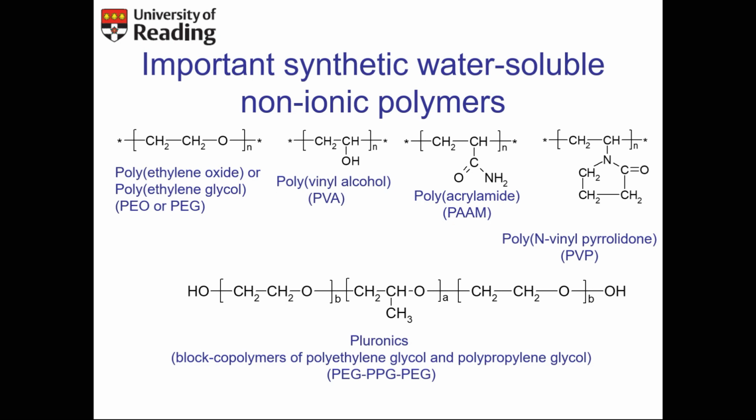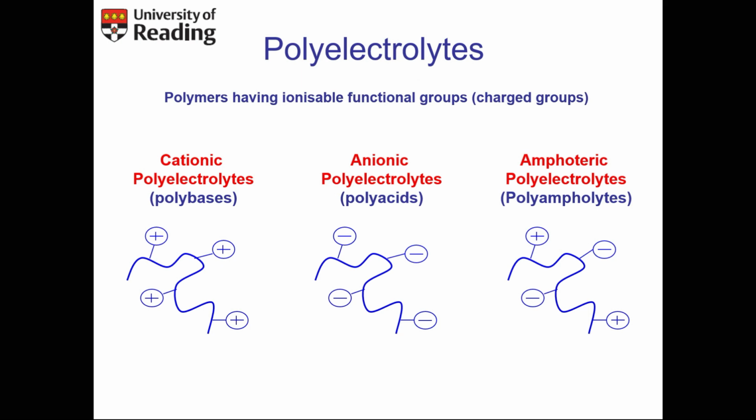Also, some water-soluble non-ionic polymers could be represented by more complex macromolecules, for example by block polymers, and one of the commercially important, commercially available examples, used in pharmacy, is a series of polymers called pluronics. Pluronics are tri-block copolymers of polyethylene glycol, polypropylene glycol, and polyethylene glycol. Pluronics are commonly used in many pharmaceutical formulations.